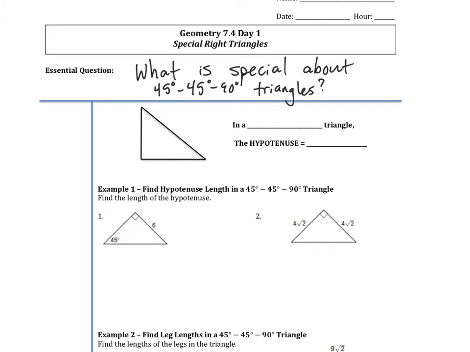All right, section 7.4 is on special right triangles. And the first special right triangle we're going to talk about is a triangle that is 45, 45, 90, which means that two angles are 45 and the last angle is 90. And we're going to learn what is special about this triangle.